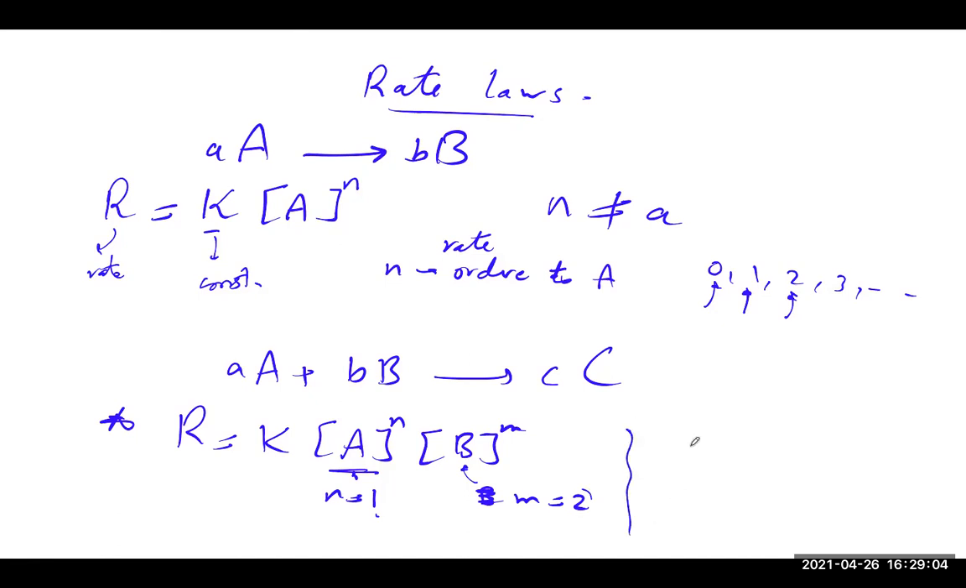B. But we have something called the overall order for the reaction. The overall order for the reaction will be N plus M, and this will be 3. This will be the overall order. So in order to calculate the overall order, we need to add all the exponents that we have for the reactants.